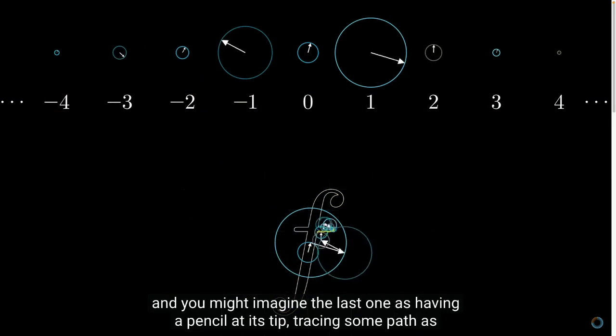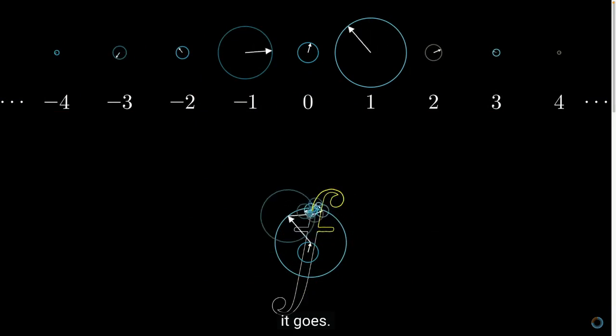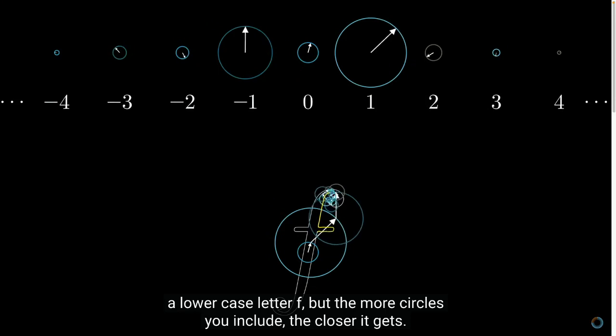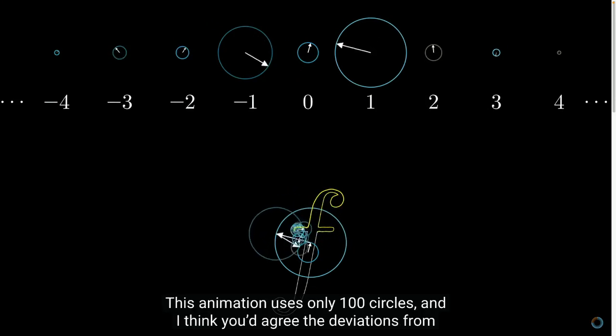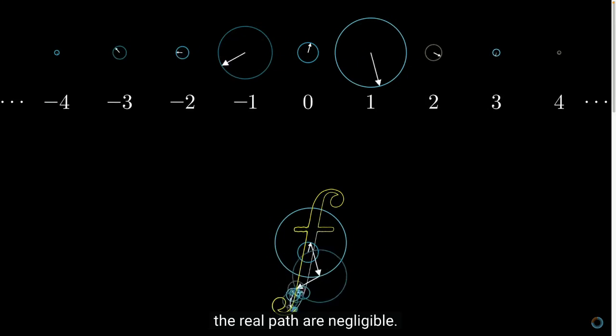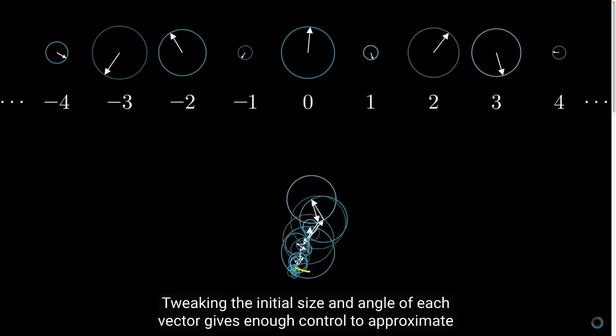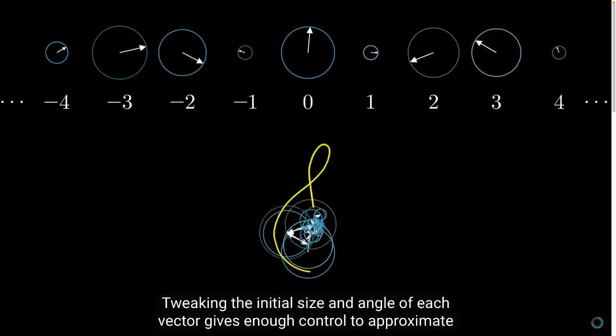The last one has some sort of pencil at its tip, tracing a path as it goes. For finitely many vectors, this tracing usually won't be a perfect replica of the target shape, which in this animation is a lowercase f. But the more circles you include, the closer it gets. What you're seeing now uses only 100 circles, and I think you'd agree that the deviations from the real shape are negligible. What's mind-blowing is that just by tweaking the initial size and angle of each vector, that gives you enough control to approximate any curve that you want.